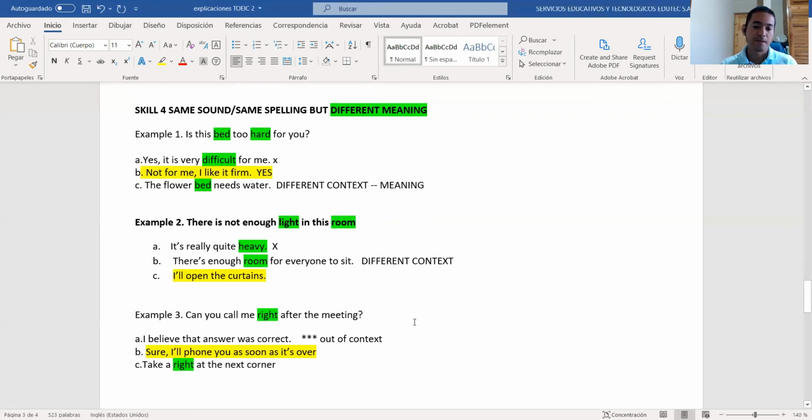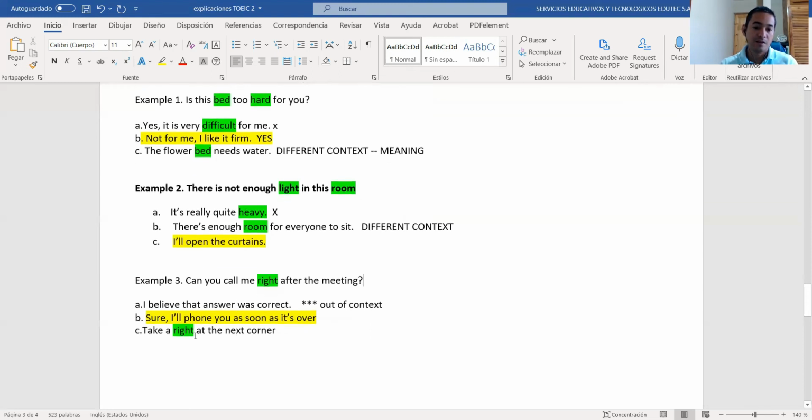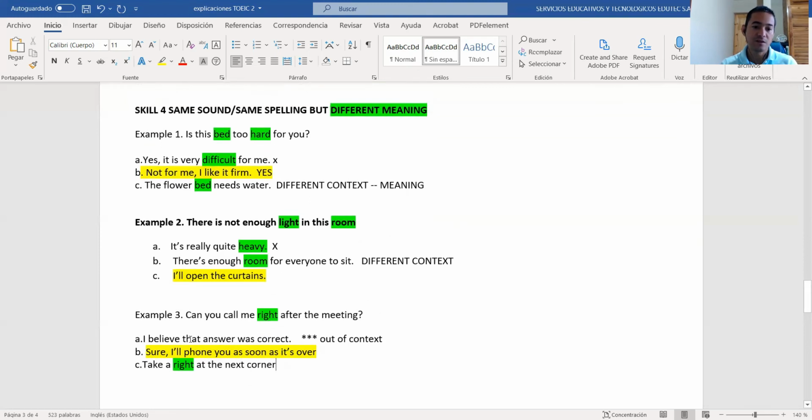So here, the person is using right. If you pay attention to option C, take a right at the next corner, it's the same word with a different context. So the choice A, I believe the answer was correct, is completely out of context. So option B is the best answer.